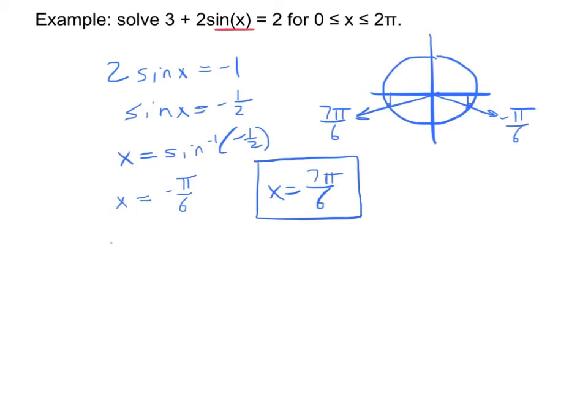Now that doesn't mean that I'm done, right? I still need to find all solutions on this interval, which means adding 2 pi to this one to get x equals 11pi/6 will also give me another solution. So this equation, it turns out, has two solutions. They are 7pi/6 and 11pi/6.